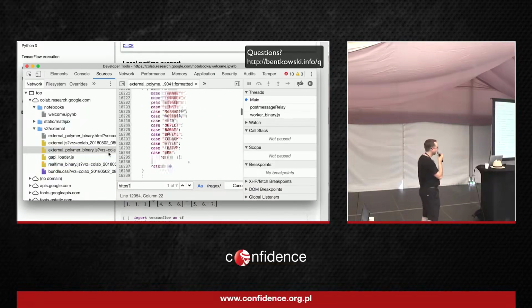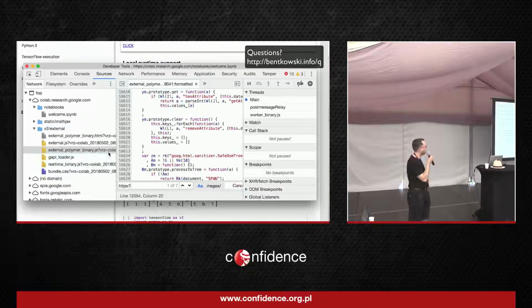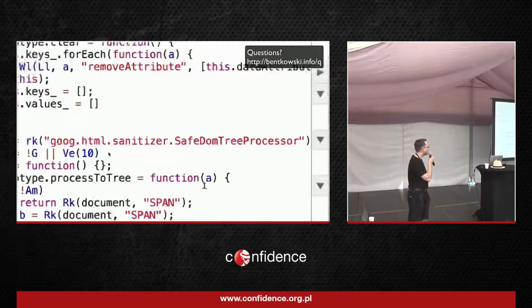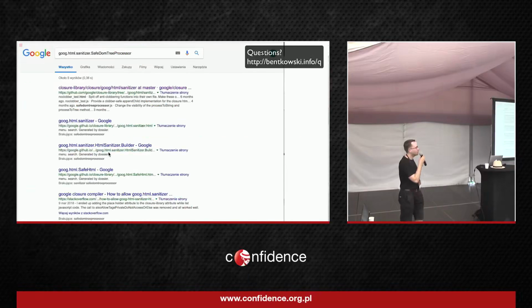And then I noticed something that caught my eye. And you can see it over here. It was goog.html-sanitizer.savedom3 processor. So what is it? Let's try to Google it. And when I Googled it, I found out that it was actually a sanitizer used by Google's Closure library.